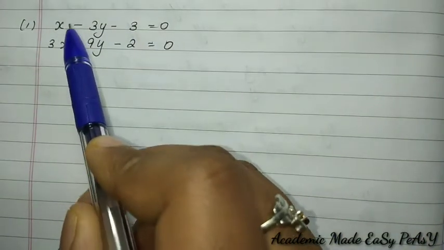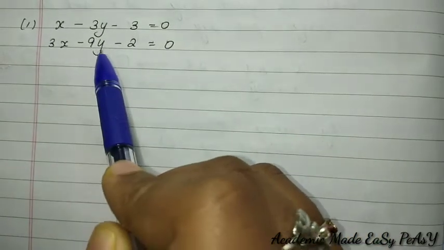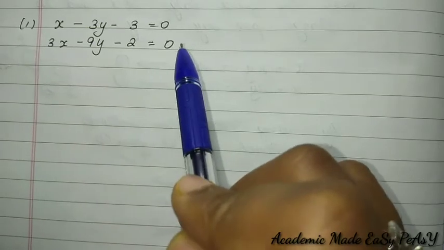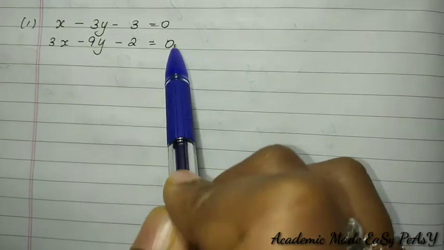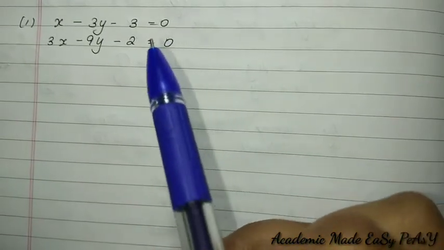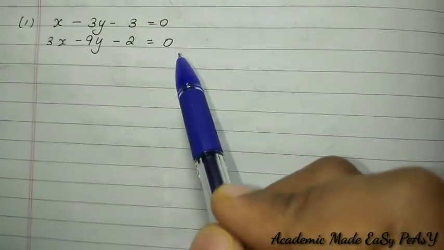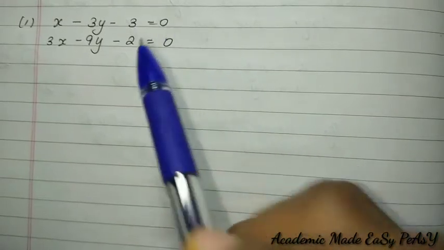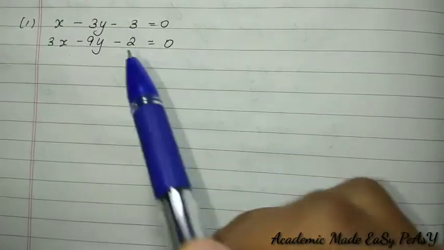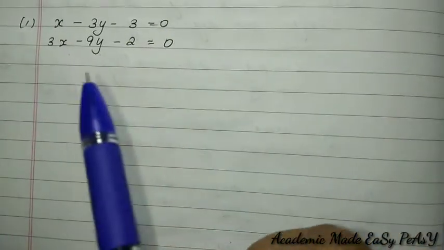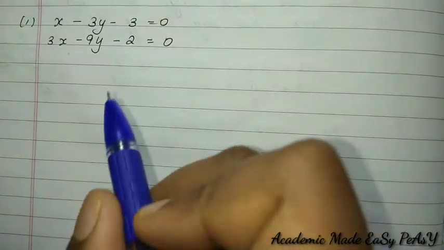So here first subdivision, x minus 3y minus 3 is equal to 0. 3x minus 9y minus 2 is equal to 0. So these are the given pair of linear equations. So now we will be checking whether it has unique solution or infinitely many solutions or no solutions. How will we find this? We will be using the ratios of coefficient of x, y and the constant terms. Do you remember that we did in first two exercise? We will be doing it the same way. So now let's move on to the solution.